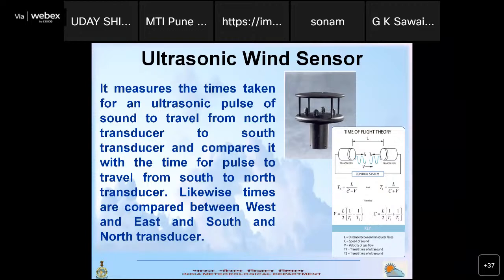So we get T1 and T2, where C is the sound frequency and V is the wind velocity you have to calculate. When the wind direction is the same as T1, V will be plus. When the wind direction is opposite to T2, V will be negative. With the help of T1 and T2, we calculate the wind speed by this formula, L by 2, where L is the distance between two transducers. V, the velocity of the flow, will be calculated automatically. So this is the basic principle to calculate the wind speed.